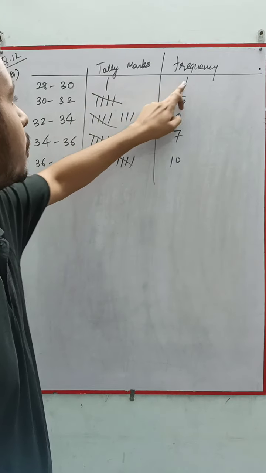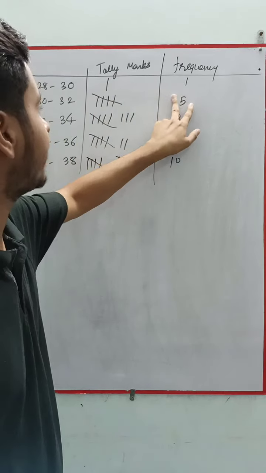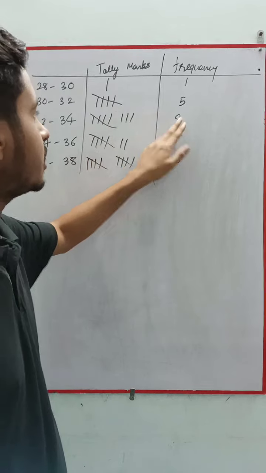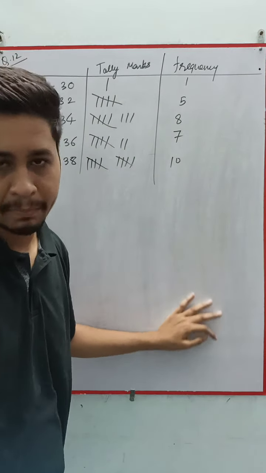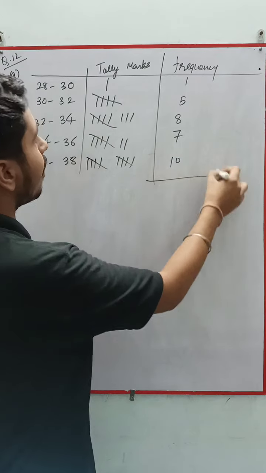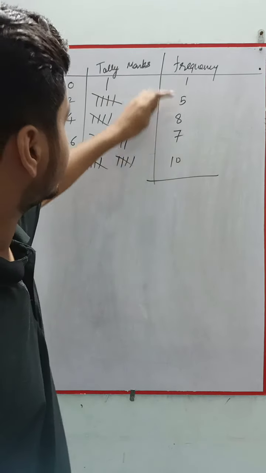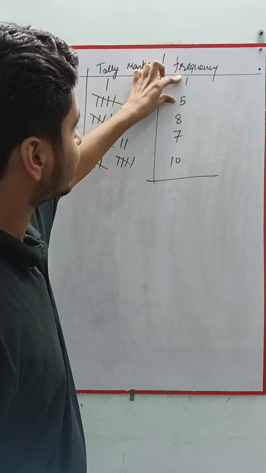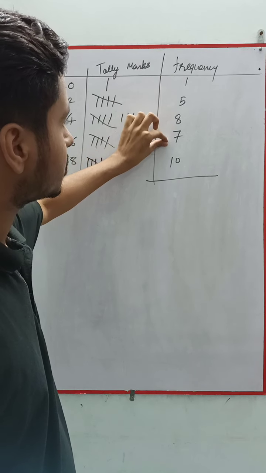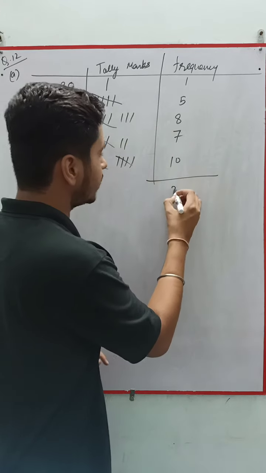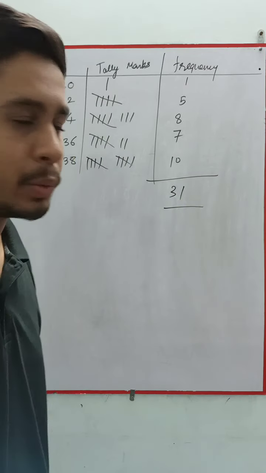How? This is 1, so 1. This is a group of 5, so 5. This is 5 plus 3, 8. So that is how I calculated and made the frequency table. Okay, and at last you can write what will be the addition. What will be the addition here? 1 plus 5, 6 plus 8, 14. 14 plus 7, 21. 21 plus 10, 31. So total is 31.